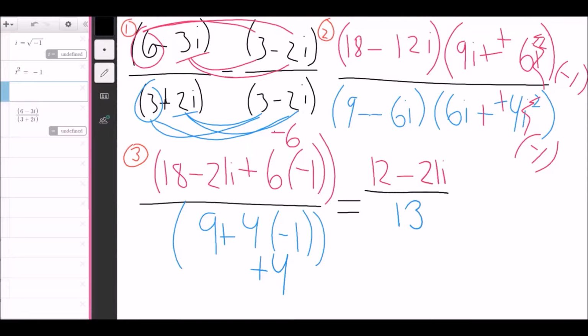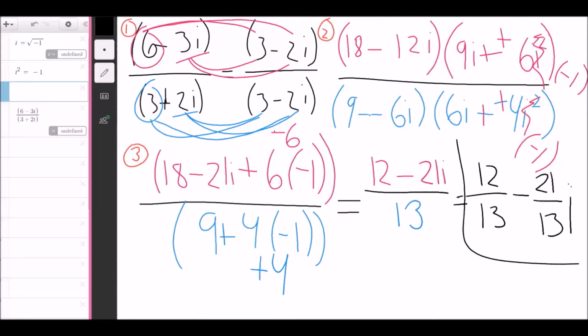So now, since we came in with two problems, we're going to leave with two equations. It's going to be 12 over 13 minus 21 over 13i. That's going to be our answer in standard form.